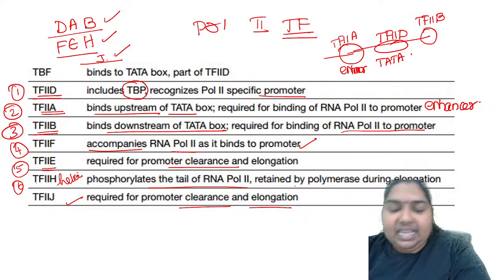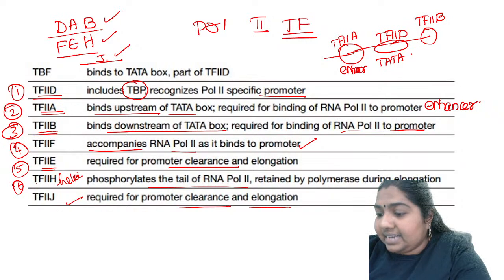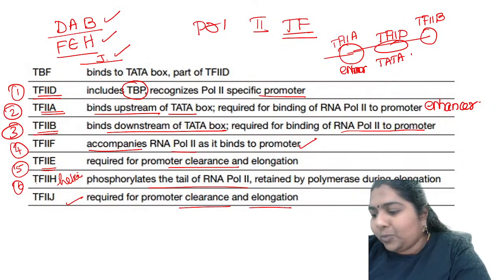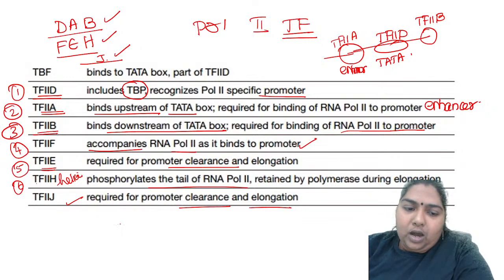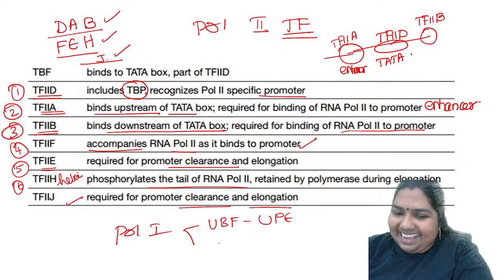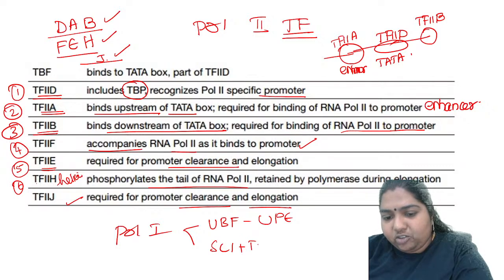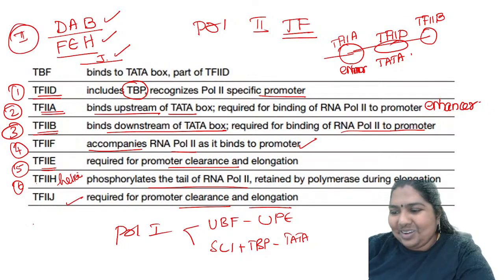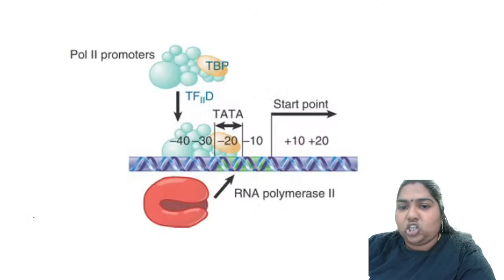So TFIID, TFIIA, TFIIB, TFIIE, TFIIF, TFIIH, TFIIJ. These are the key factors, that is, transcription factors, involved in polymerase 2. For Pol 1, only 2: one is UBF that binds to UPE, and the second one is SL1, which contains your TBP, which is only binding to the Tata box. That's all. But for polymerase 2, you have this many factors to make the functioning happen.